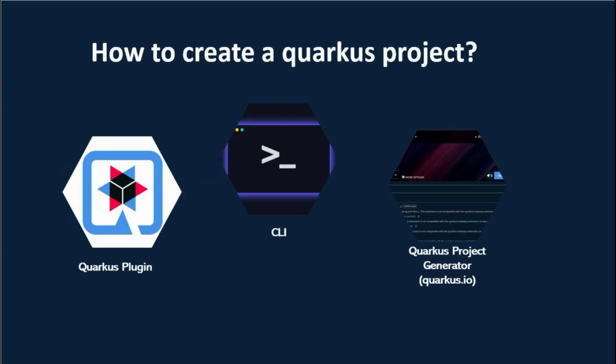Don't worry about it. There are many ways we can create a Quarkus project. I'm listing 3 of those here, and one of them is the Quarkus plugin. We can install the Quarkus plugin in our IDE, and we can generate the project through the plugin. And we can use the command line interface. We can generate the project through a command in the command line interface. And the third one is the Quarkus project generator. Like we generate Spring projects using spring.io, right? Similarly, we can generate a Quarkus project at quarkus.io.